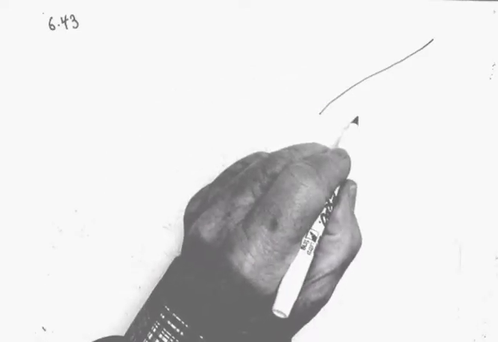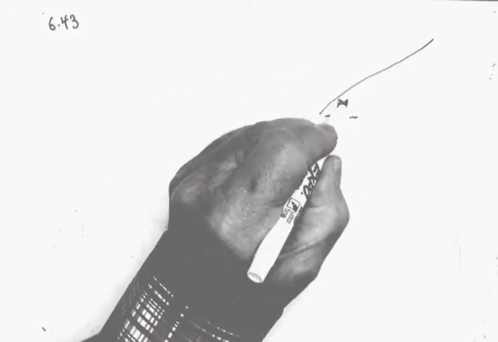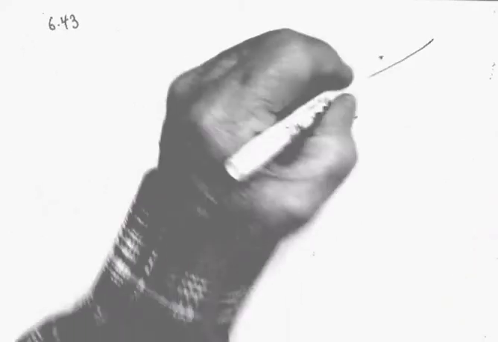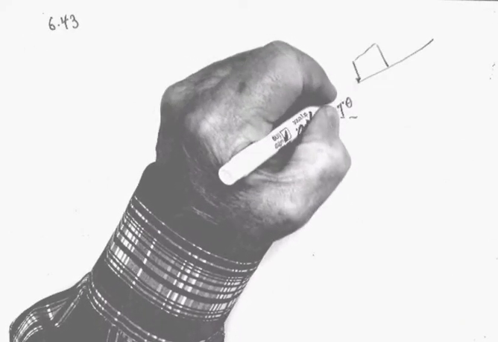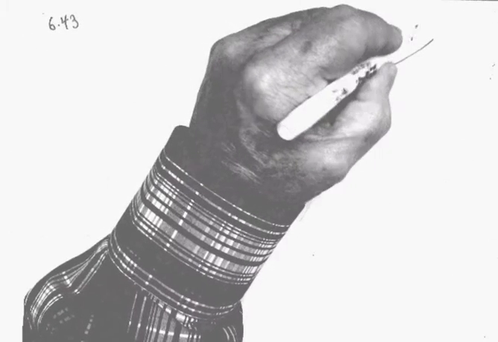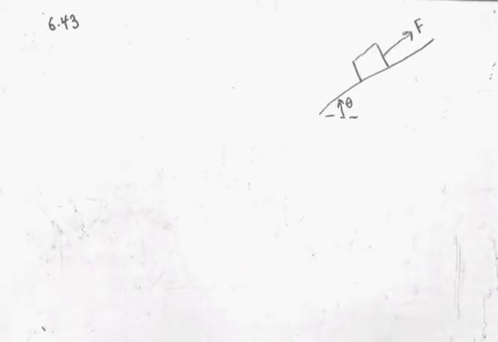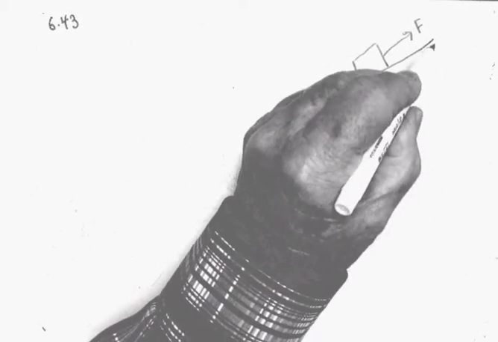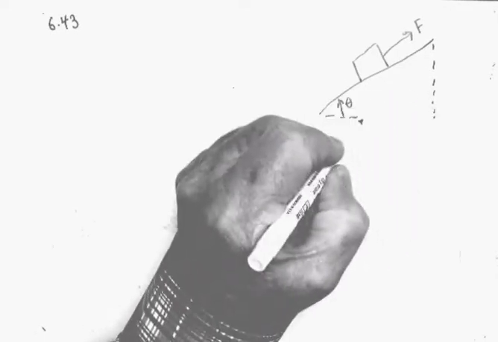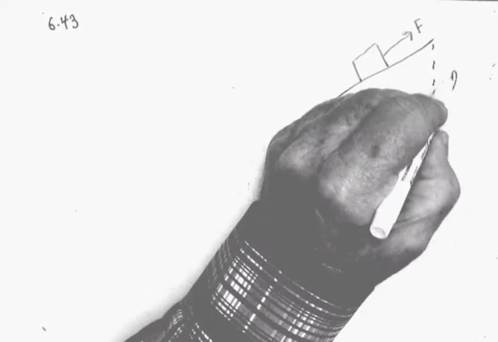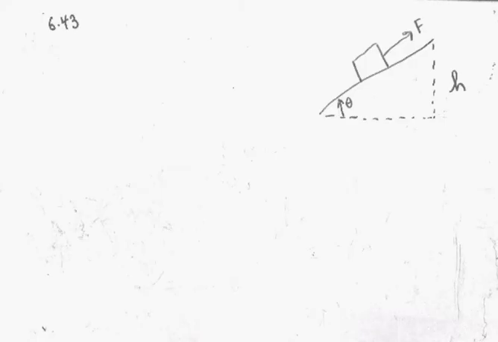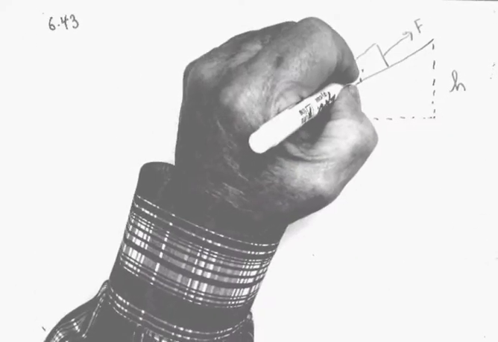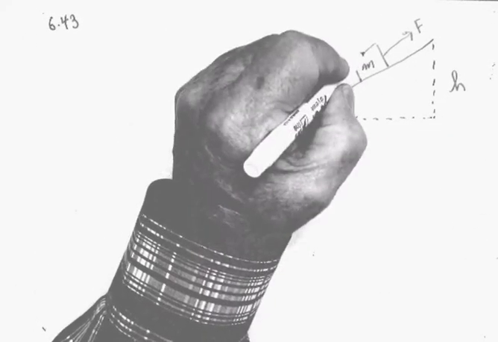In problem 6.43, we have an incline, which makes an angle theta with the horizontal. And we're pushing a block up that incline with a force, I'll just call it F. It will be pushed up to a height H, like that. And that's 1 meter. And it has a mass, so we're going to try to find that.